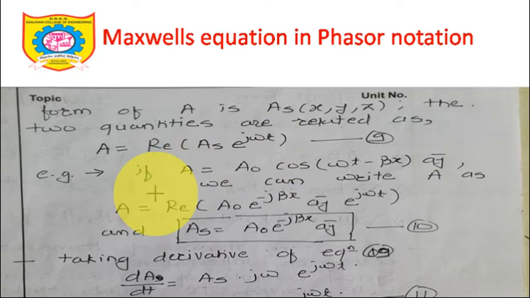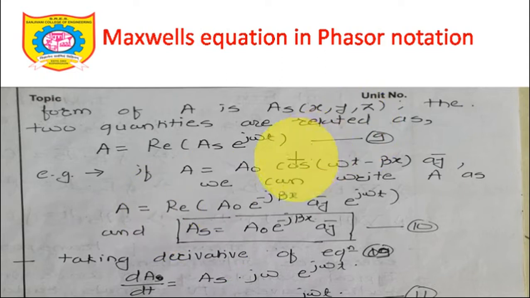Let's take one more example to understand this, and this is a wave equation. We have not yet derived a wave equation, but just consider this as a simple equation. If A bar is given as A0 cos of (omega t minus beta x) into a_y bar, so this is a wave equation. How can we write this A bar?